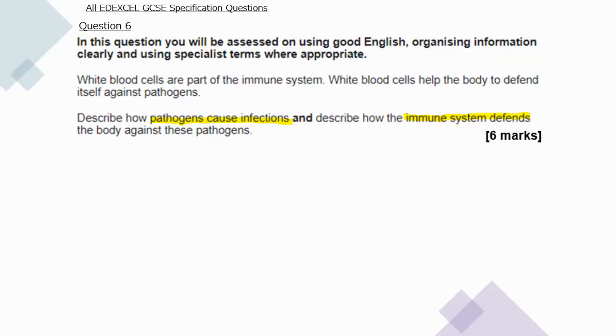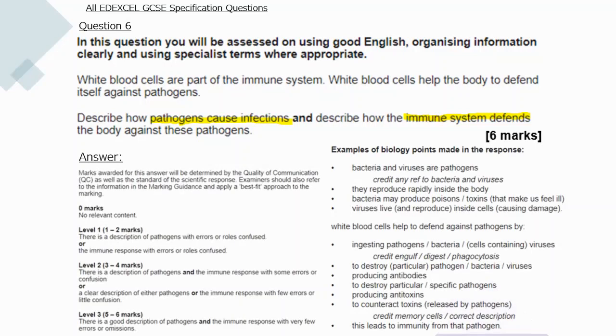And then when we're describing how the immune system defends, we've obviously got to talk about white blood cells. So we can talk about phagocytes engulfing the pathogen, lymphocytes producing antibodies to destroy the pathogen, and antitoxins to counteract or neutralize the toxin as well. So you can see a range of points you could put down there on the right, and then also the level descriptions on the left.